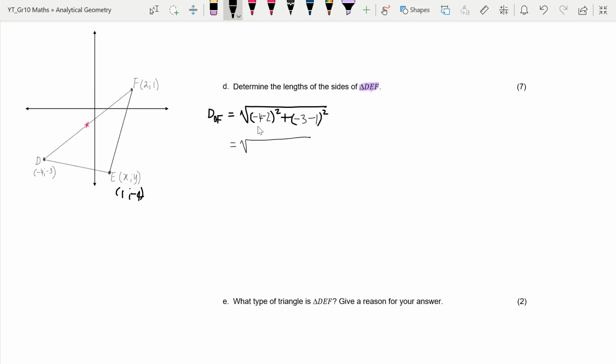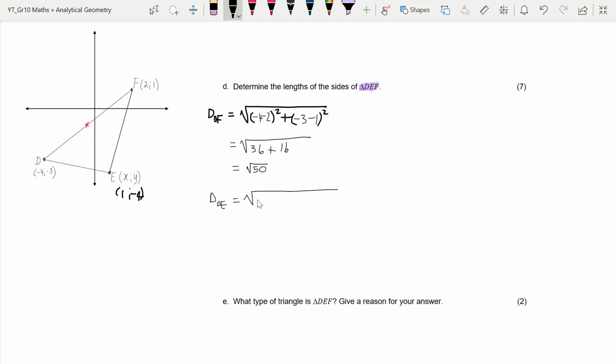If we simplify, negative 4, take 2 more away, negative 6. If I square that, that would be 36. That one, if I square that, it would be 16. So the distance of line DF would be the square root of 50. Then the distance of DE.